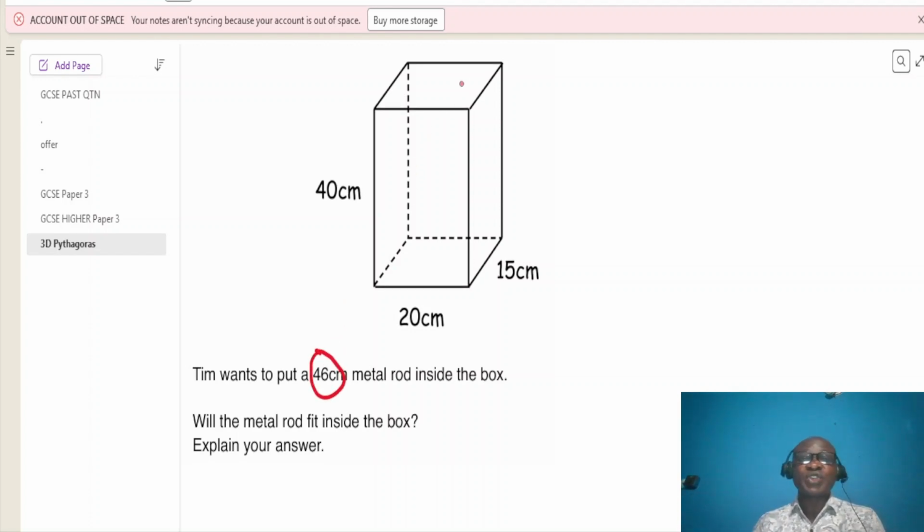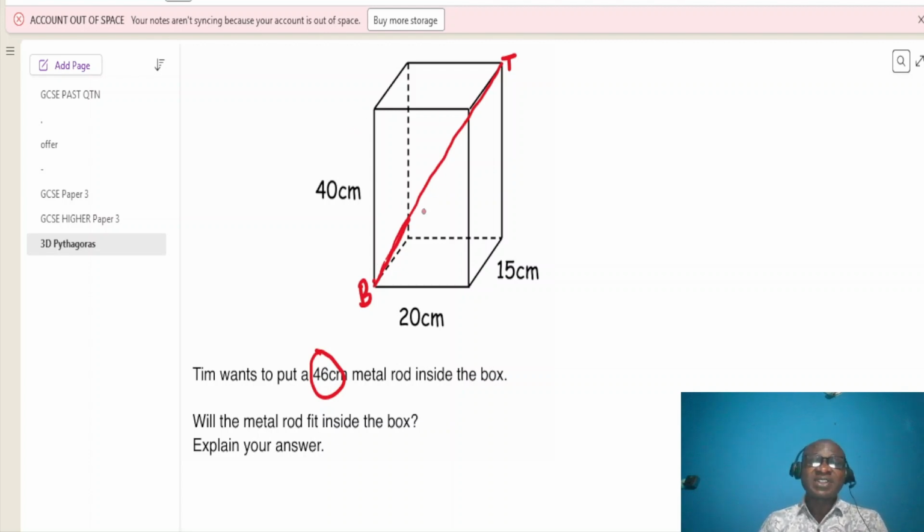Now, to solve this question, since we know that the length of that metal rod is 46, what we need is to find out the highest length of the diagonal of this open box. That means we are going to find the length of this diagonal, because that is the highest length that can enter this box, from the top T to the bottom. Now if we know this length, if it is more than 46, the rod can fit in. That is, you can just put the rod and it will enter inside.